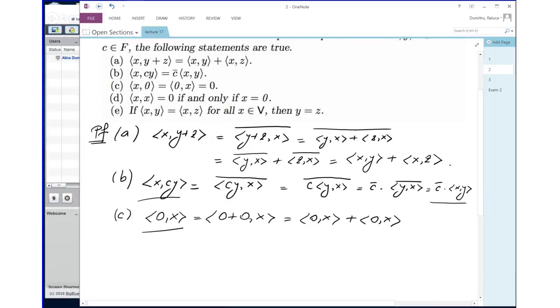So in the field F, we have this number, which when added to itself, gives you back that number, and the only such number in a field is 0. And so that's the inner product between 0 and the vector x. But to get x and 0, I just have to take the complex conjugate. The complex conjugate of the 0 vector is the 0 vector. Okay.